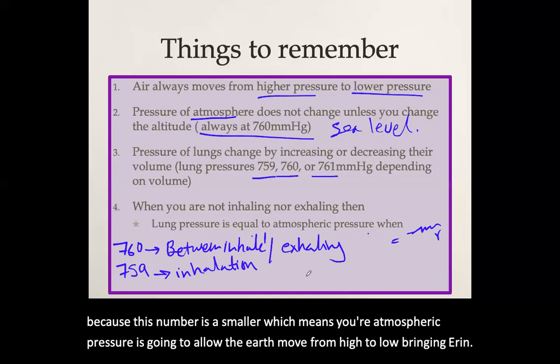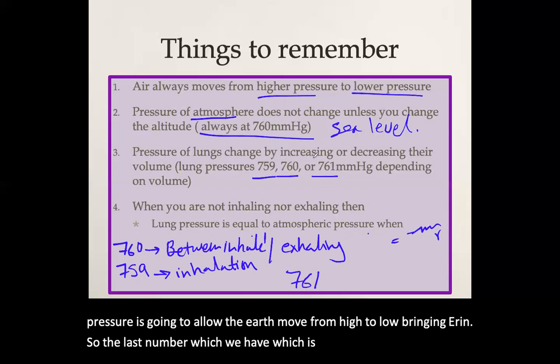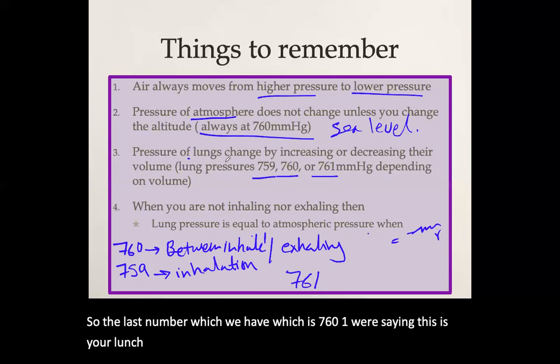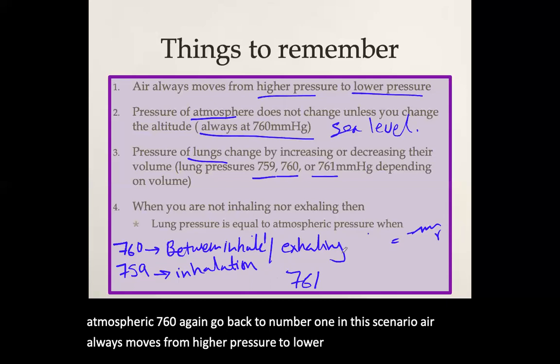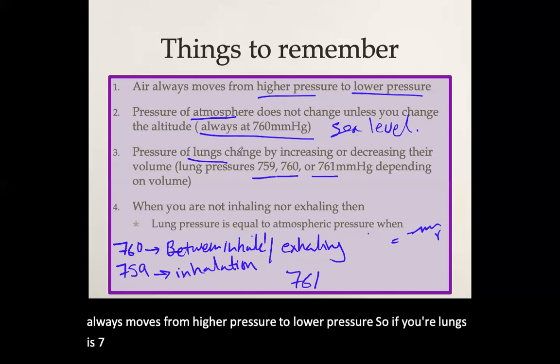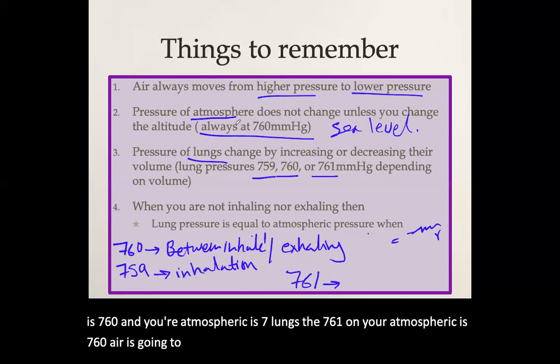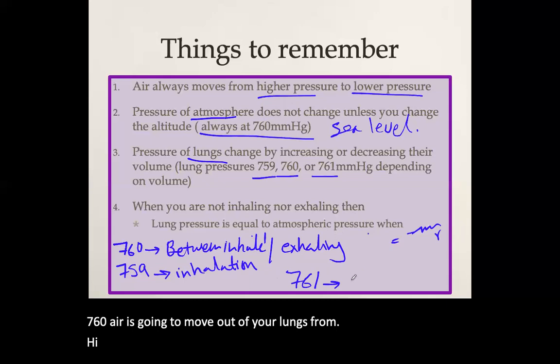So the last number which we have, which is 761, we're saying this is your lungs, right? This is the option for your lungs. So lung is 761, atmosphere is 760. Again, go back to number one in this scenario. Air always moves from higher pressure to lower pressure. So if your lungs are 761 and your atmospheric is 760, air is going to move out of your lungs from high to low, and this is associated with your exhalation.